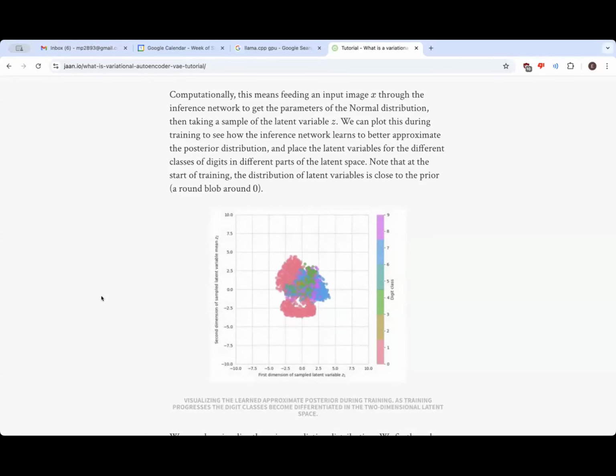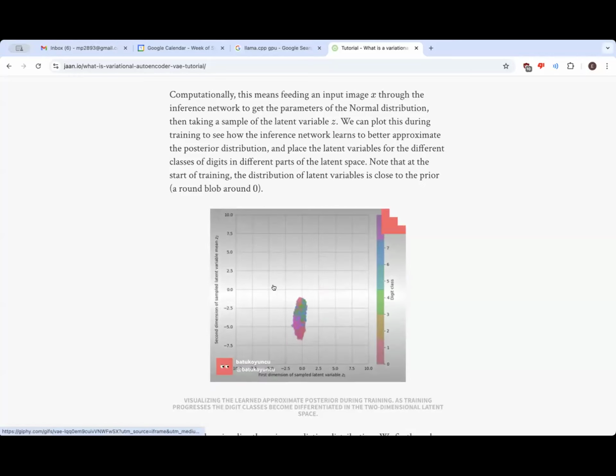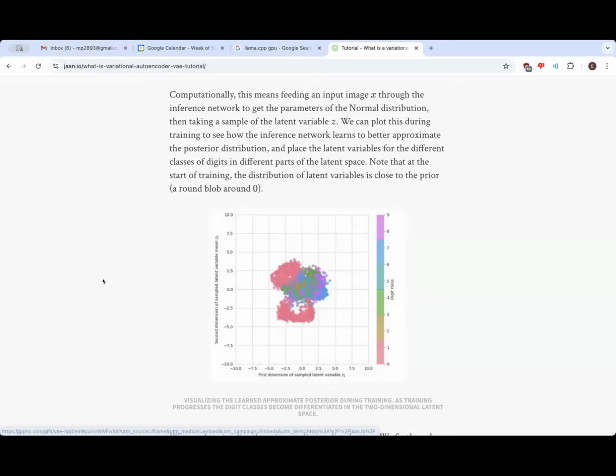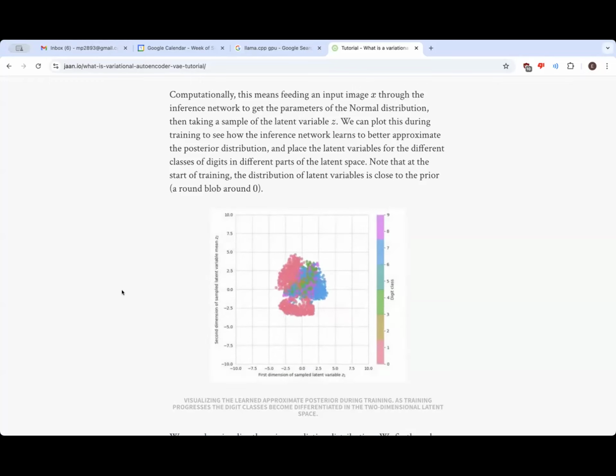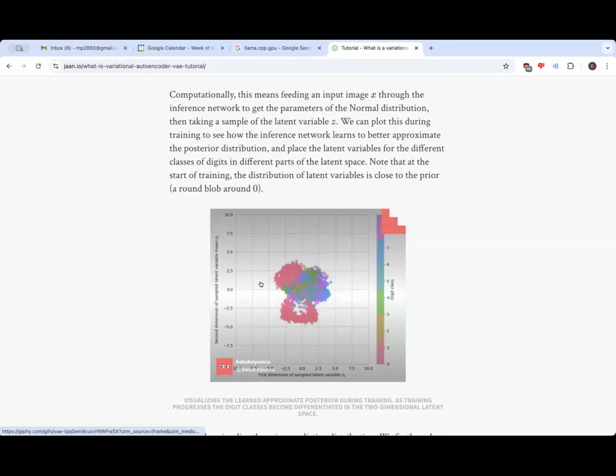So this is when you actually train your VAE, this is what happens in the latent space. You can see that different numbers are all located in their respective neighborhoods, and more or less the entire thing follows a spherical shape. It's not exactly a beautiful spherical Gaussian distribution, but more or less this is what happens in the latent space as you train.